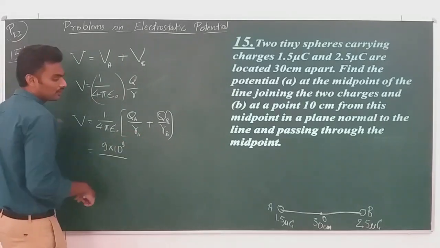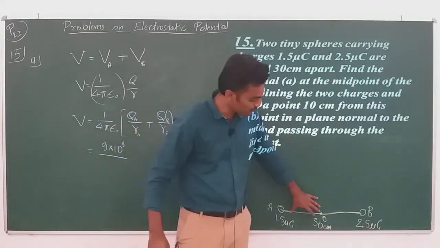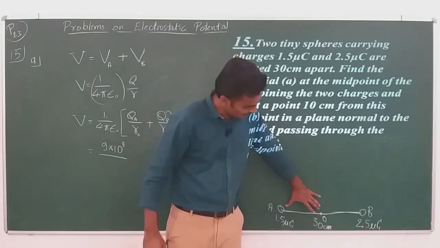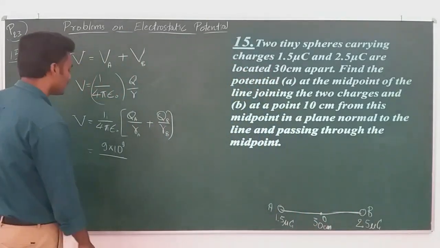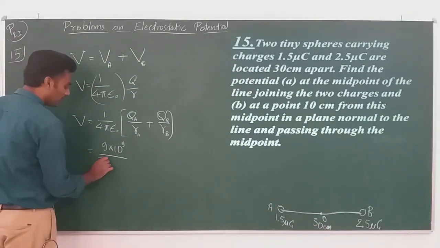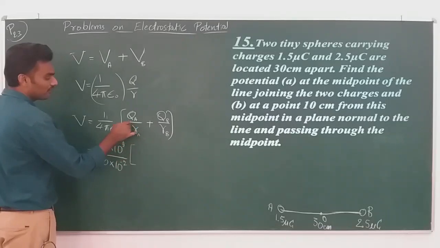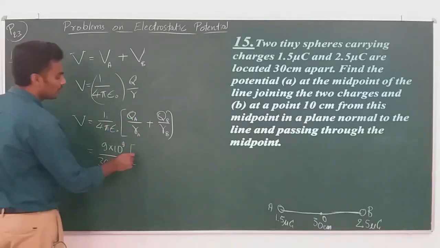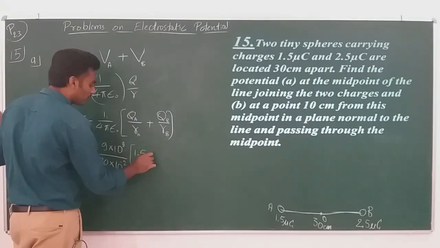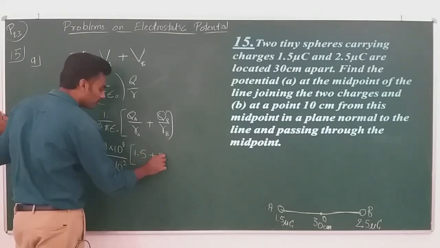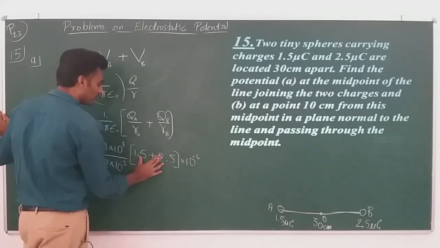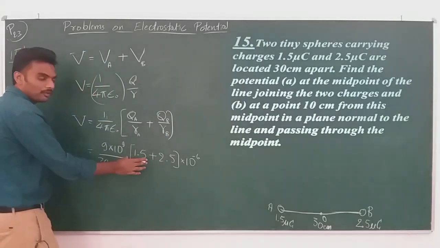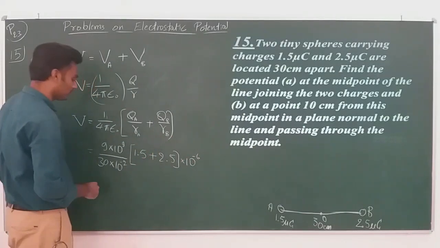since RA is equal to RB, because the point chosen is the midpoint, this length is equal to this length, which is equal to 30 centimeter, which I can take out and will become 30 into 10 to the power of minus 2. And what's left inside is QA plus QB. What is QA? 1.5 microcoulomb. Micro I will take out, plus 2.5 microcoulomb. Micro is 10 to the power of minus 6. I have taken micro, 10 to the power of minus 6, as the common factor and kept it out.